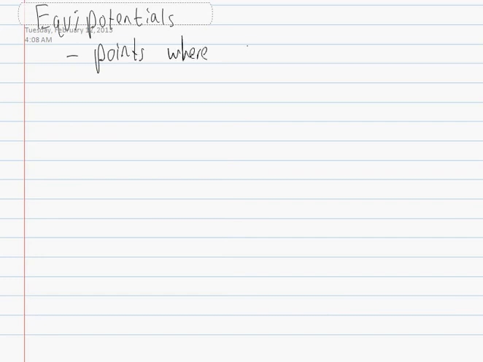I'm going to talk to you about equipotentials, which are almost exactly like what they sound like. We learned about potential as the potential energy per unit charge. And basically we're going to look for places where they're equal. So it's just points where the potential value is equal.